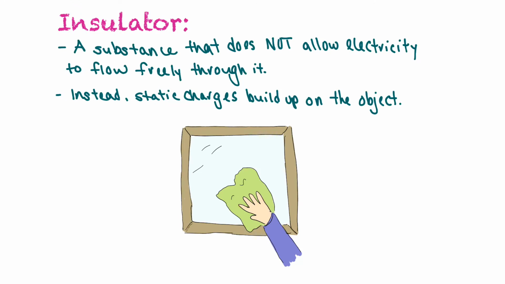An insulator is a substance that does not allow electricity or electrons to flow freely through it. Instead, you'll end up with static charges building up on the object. An example would be when you're cleaning or polishing a glass mirror or a piece of furniture, you're actually building up charges because you're rubbing the surface with your cloth and causing static charges to build up, and that'll actually attract dust particles to the object.